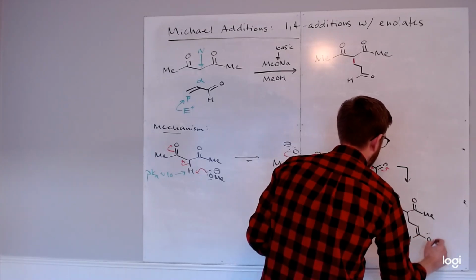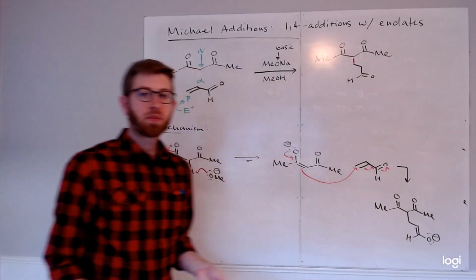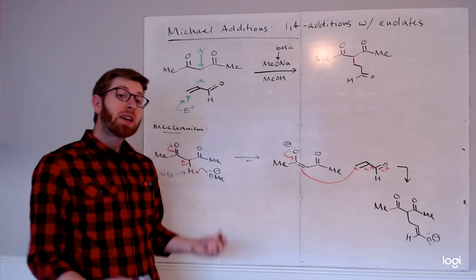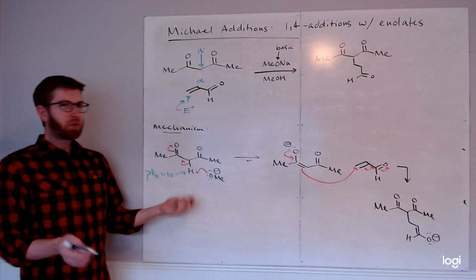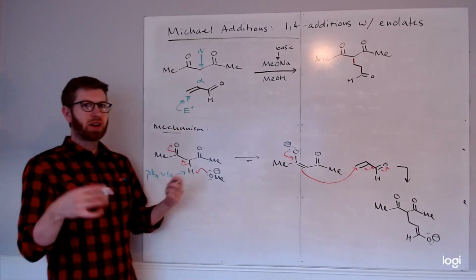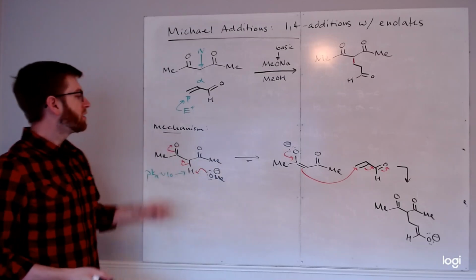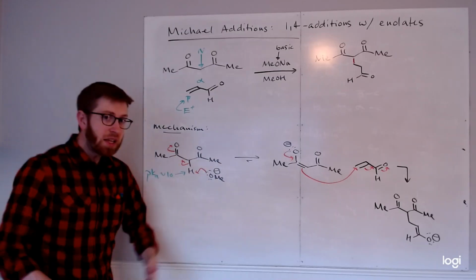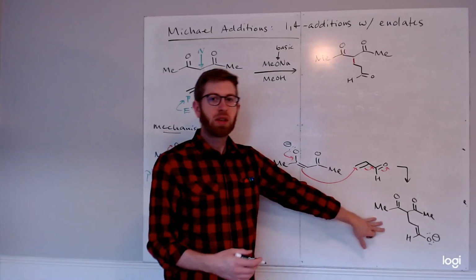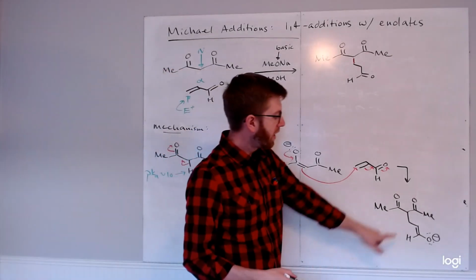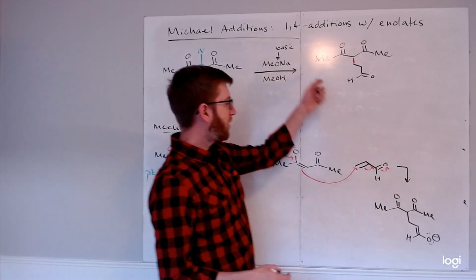I'm going to end up with an enolate. So I went from one enolate to another enolate. Remember, anytime you're doing a conjugate addition or a 1,4 addition or a Michael addition, they all kind of mean the same thing. Anytime you add any nucleophile to the beta carbon, you make an enolate. So here is what we actually make, and now we need to figure out how to get from here to the final product.